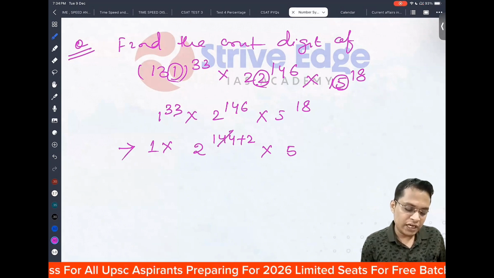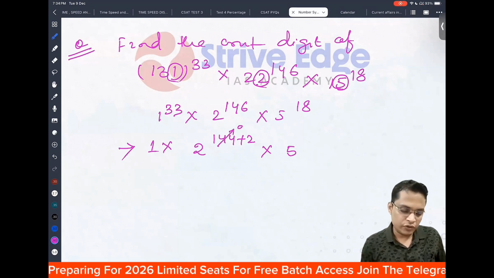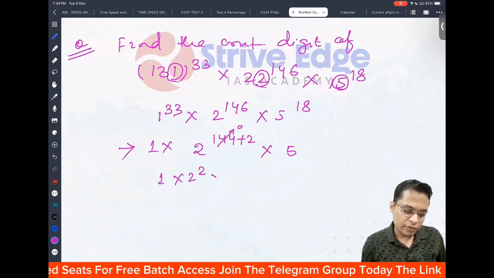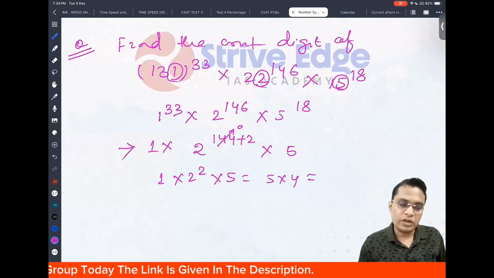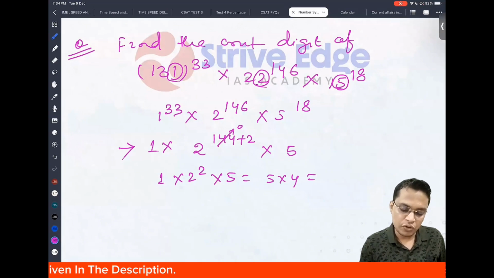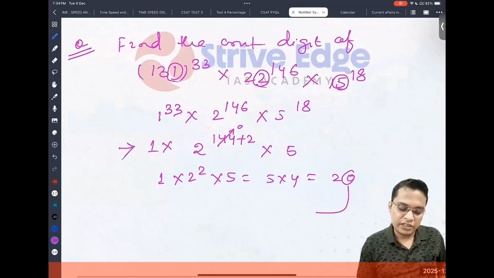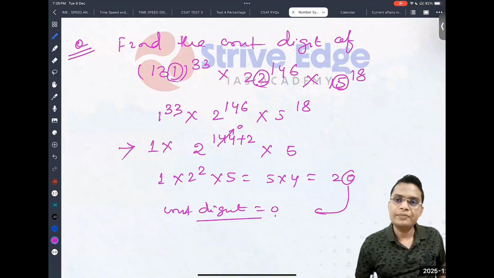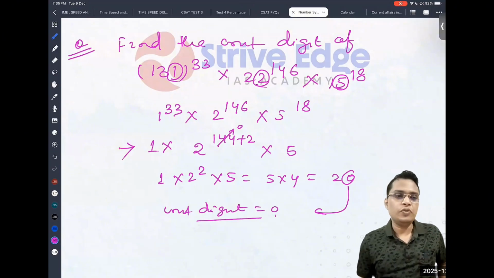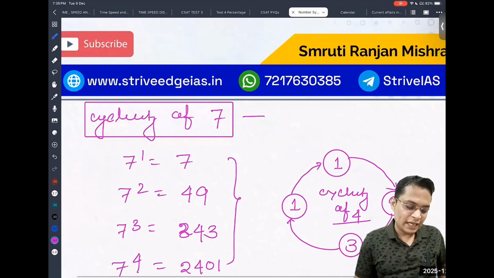So here we need to eliminate that multiple of 4. So it is 1 into 2 squared into 5. So it is 5 into 4, which is 20. So the unit digit is 0. Okay, hope it is clear to you. So let's see the next question.